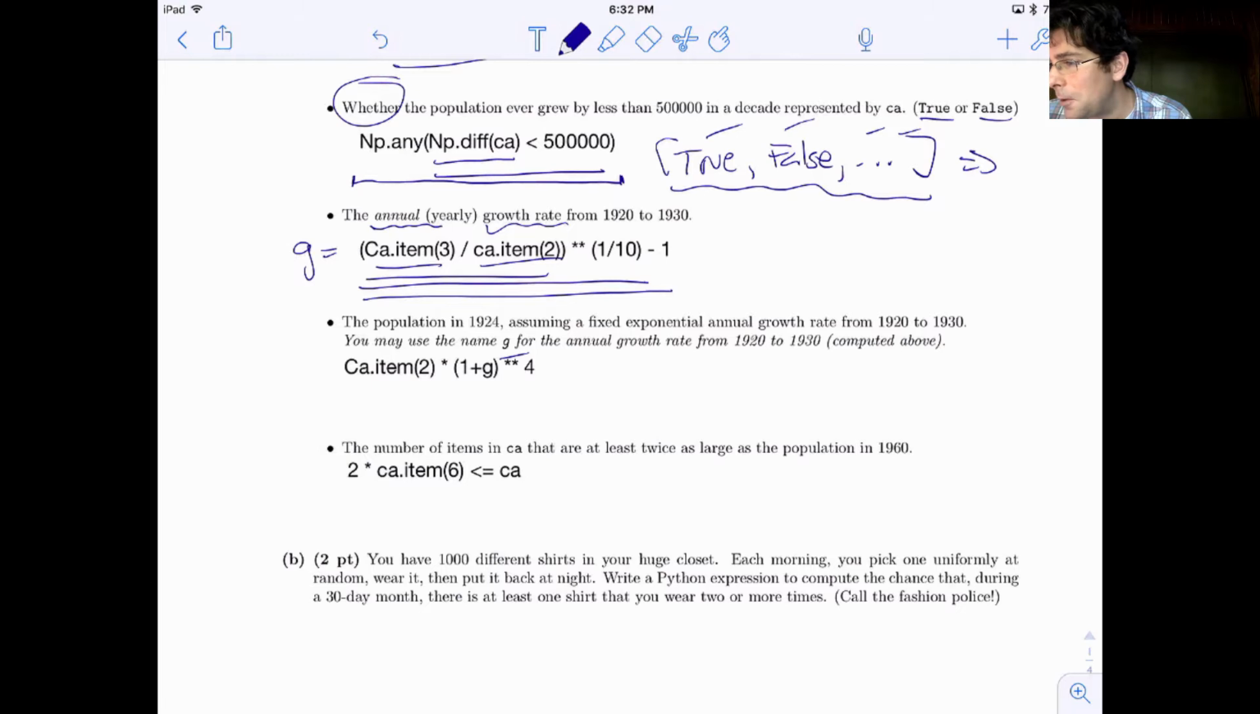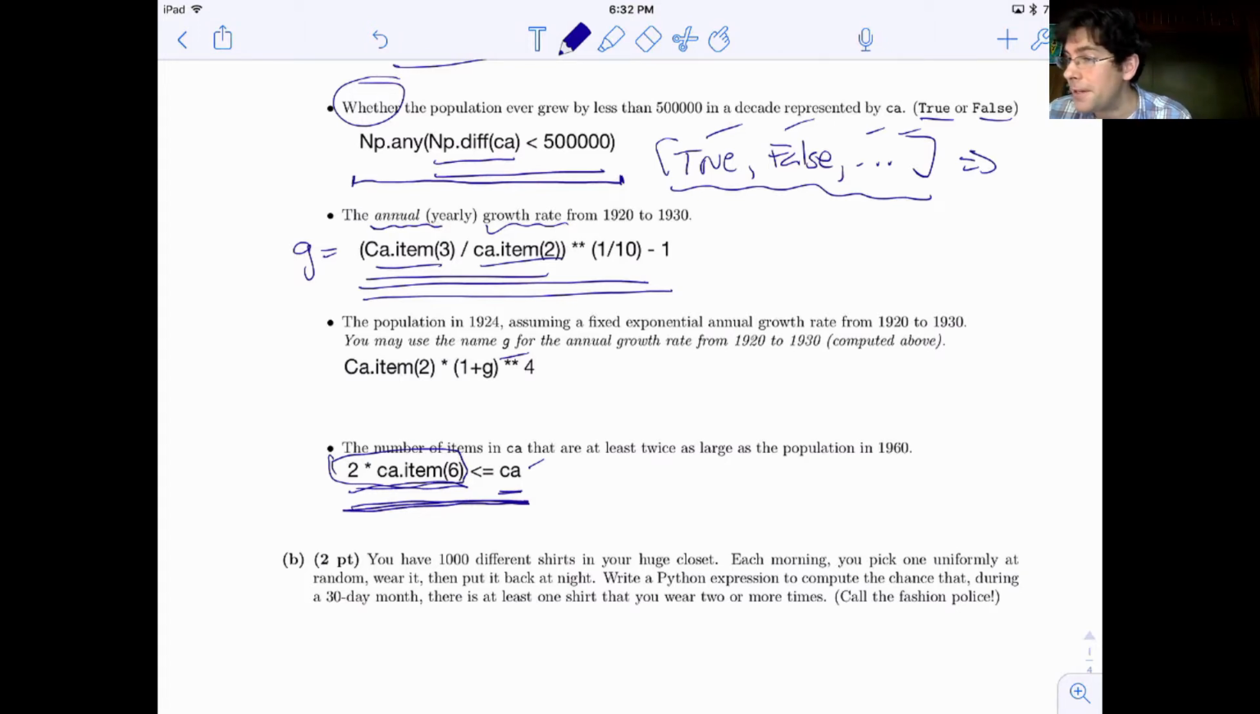That if you take a whole array here, which is 11 different numbers, and you compare it to a single number, what you get back is an array. So this whole thing is an array of 11 different true or false values that tells you for every element in CA, is it larger than this constant value you've computed here?